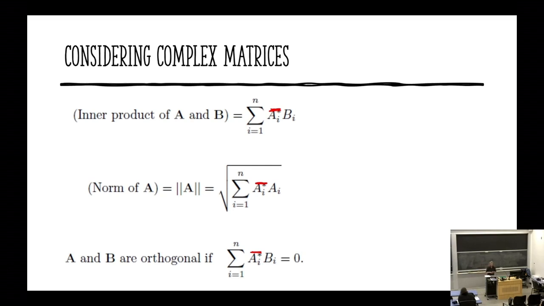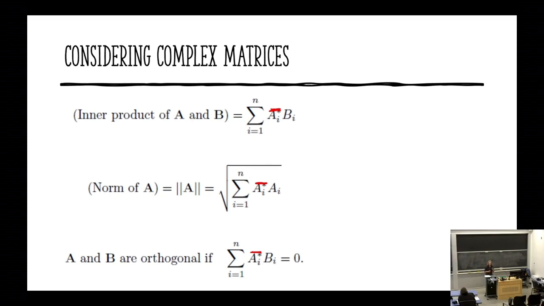Who knows why? Okay, so if we want to generalize these for complex matrices, we say that the inner product of A and B is equal to the sum over n of the conjugate of A times B. And the norm of A is equal to the square root of the sum over n of the conjugate of A with itself. And A and B are orthogonal if the conjugate of A and B summed over n is equal to 0.